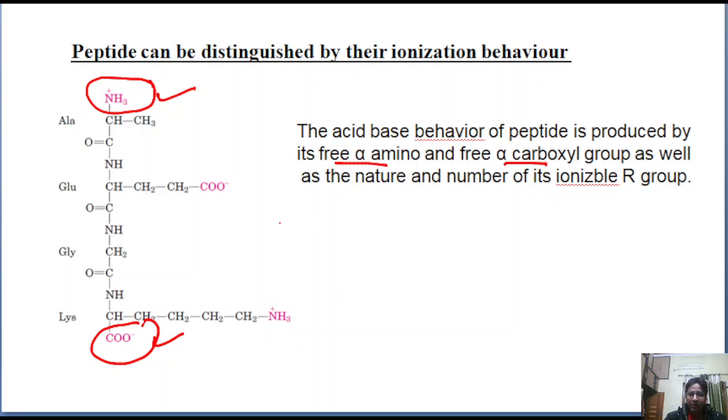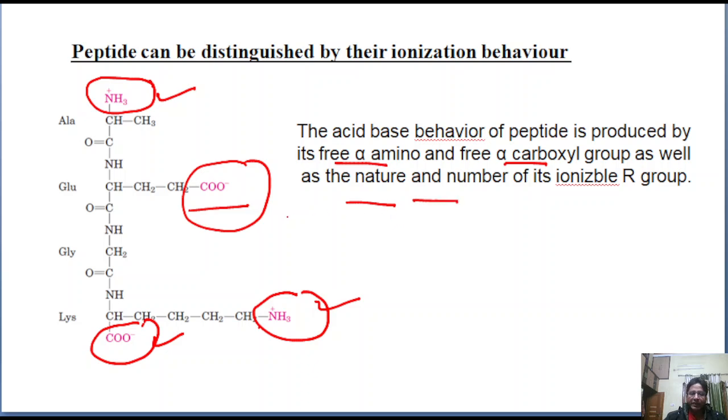But some amino acids have an R group which can ionize. Here we can see this is the glutamate which can ionize, so it can contribute, and this is the lysine which has an extra amino group. So these R groups can ionize and they can contribute to the acid base behavior of a polypeptide chain.